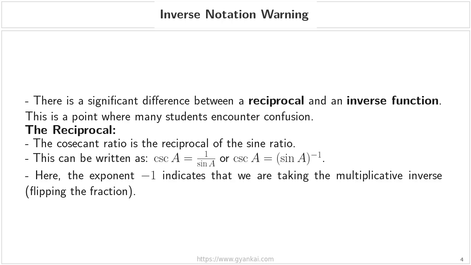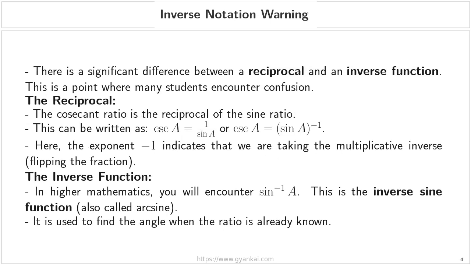You can write this in two ways, either as cosecant of A equals 1 over sine of A, or, as you might see in some textbooks, cosecant of A equals the quantity sine of A, all raised to the power of -1. In this specific case, that -1 exponent is simply a mathematical shorthand telling you to take the multiplicative inverse, which is just a fancy way of saying you are flipping the fraction upside down. Next, let's look at the inverse function.